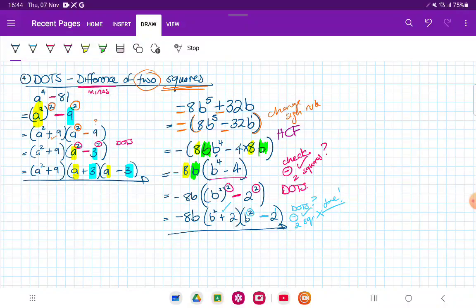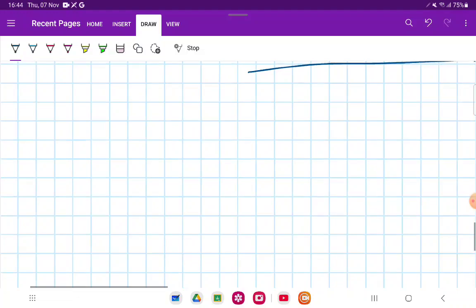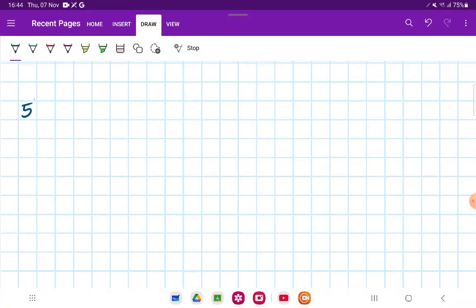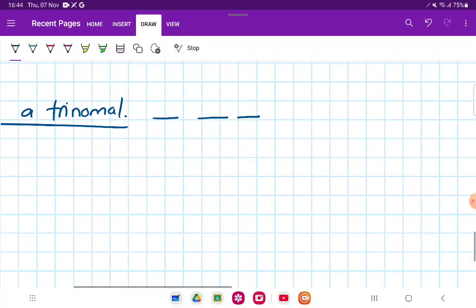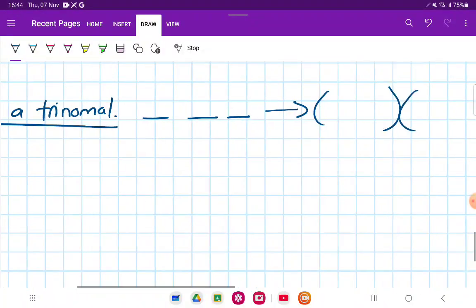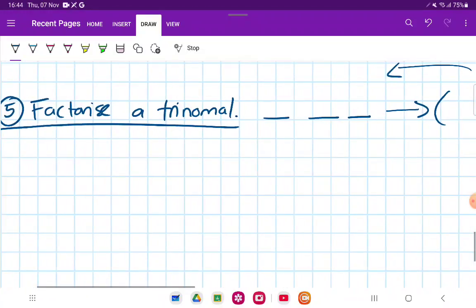Okay, now let's talk about trinomial factorization. Oh, this is the long one. Okay, so number 5, we are going to look at how to factorize a trinomial. What does this mean? It means I'm going to give you 3 terms and I want you to produce 2 brackets. In other words, normally you would use FOIL to go that way. Now I want you to do the opposite of FOIL.